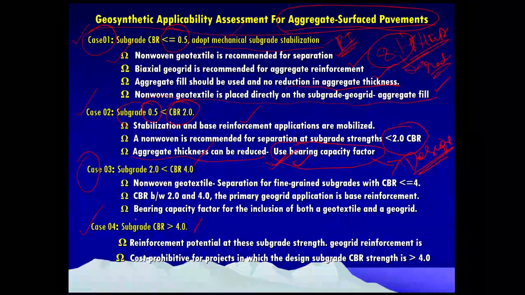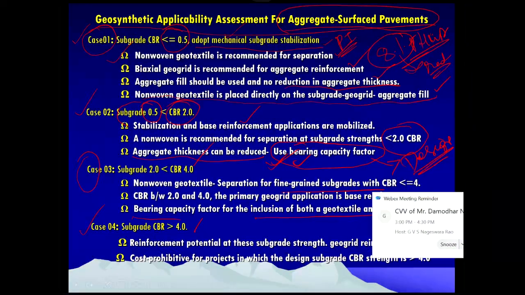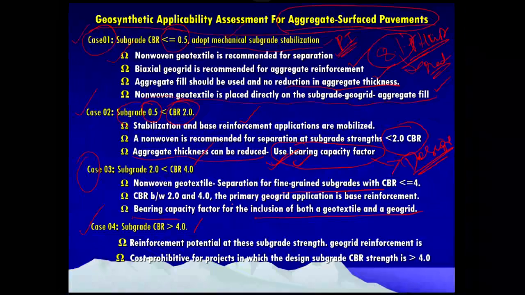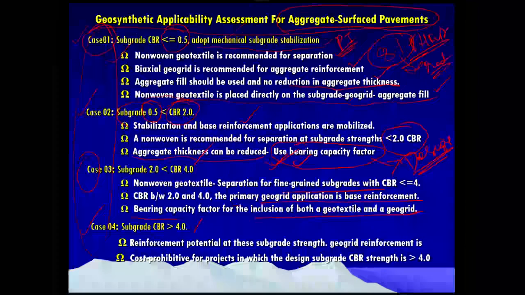Here you can see the bearing capacity factor including both geotextiles and geogrid. Now for separation of fine-grained subgrade with a CBR less than 4%, and a CBR between 2 and 4, the primary geogrid function is base reinforcement. So this guideline can also be used, and we can try to implement it and see in the field what happens.